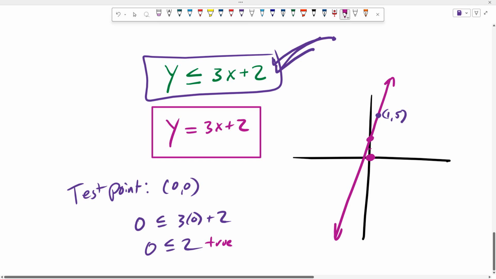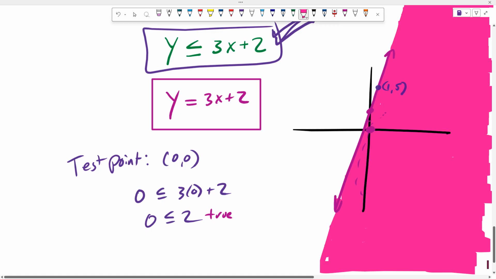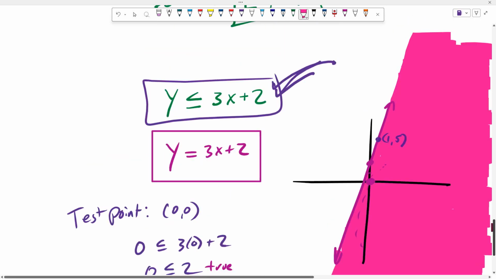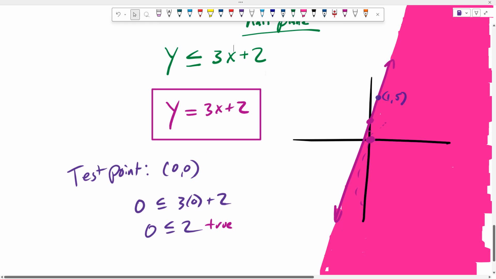Okay. So now we just got to put dots on every single ordered pair. There are so many solutions to this inequality, it fills up an entire half plane. We sometimes call this solution set a half plane.